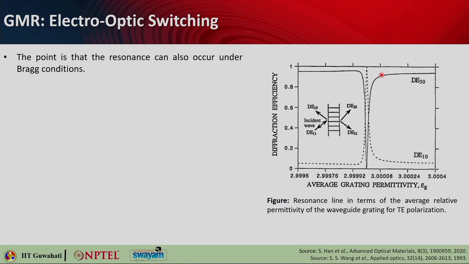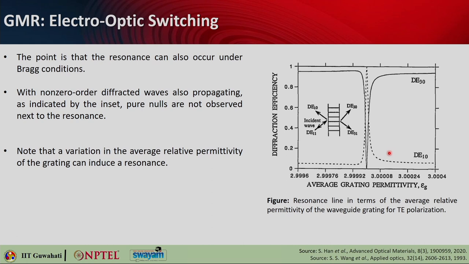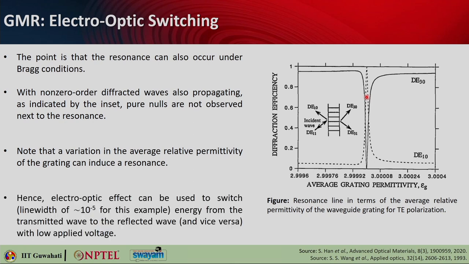and that is why you are not seeing a perfect null in this resonance. The point is that here the resonance can also occur under the Bragg condition, with the non-zero diffracted wave also propagating. As you can see in this inset, pure nulls are not obtained next to the resonance, and a variation in the average relative permittivity can then introduce a resonance.